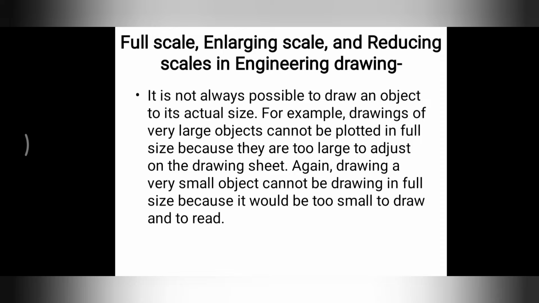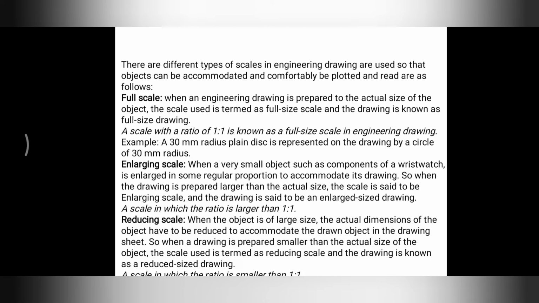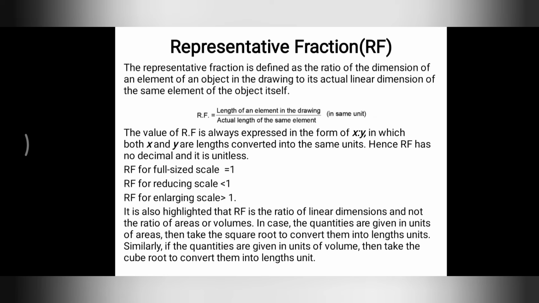If the dimension of an object is very small, we need to enlarge it, like the components of a wristwatch, which has very minute components. In the same way, reducing scale is used where the dimensions of buildings and bridges need to be reduced. So based on the requirement we select full scale, enlarging or reducing. In full scale, if a 30 mm diameter circle has to be drawn, we draw it at the same size.